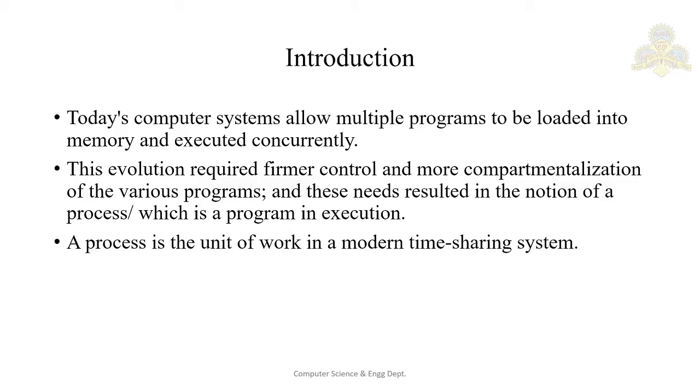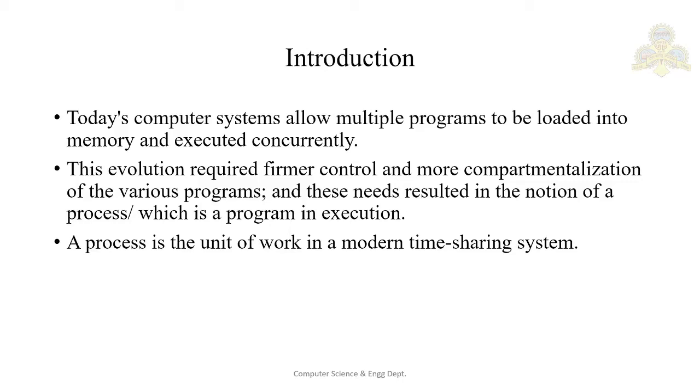Earlier in the old systems, they allowed only one program to be executed at a time. So that particular program had complete control of the system, and it had access to all the system's resources such as your CPU, IO devices, etc. On the contrary, today's computers allow multiple programs to be loaded into the memory and executed concurrently. Now, this evolution required far more control and more compartmentalization of your various programs, and these needs have resulted in the notion of a process.